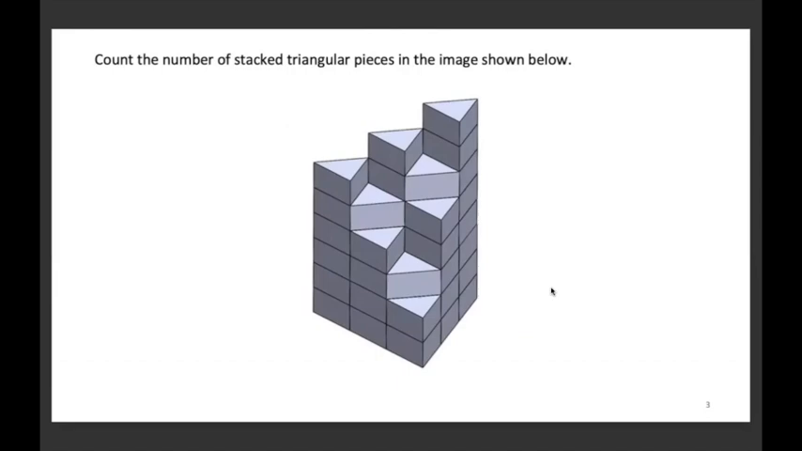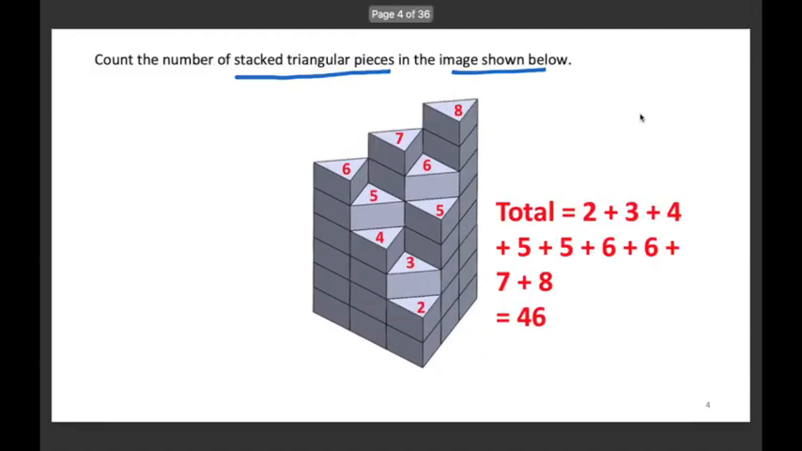Count the number of stacked triangular pieces in the image shown below. We are given here a 3D form. You have to count the total number of stacked triangular pieces that are there in this 3D. These are the total stacked pieces.